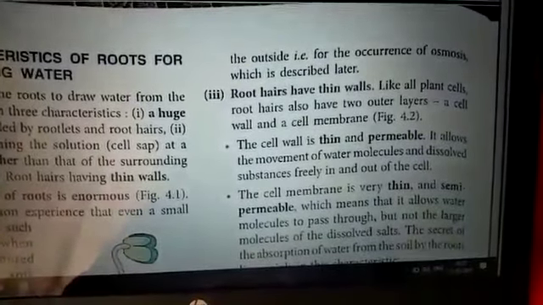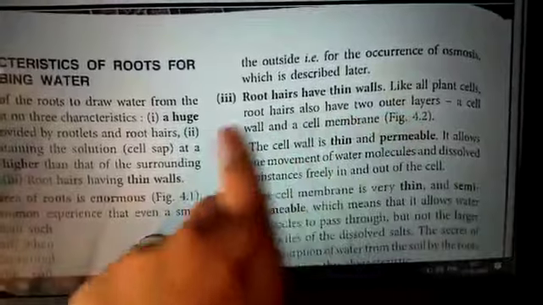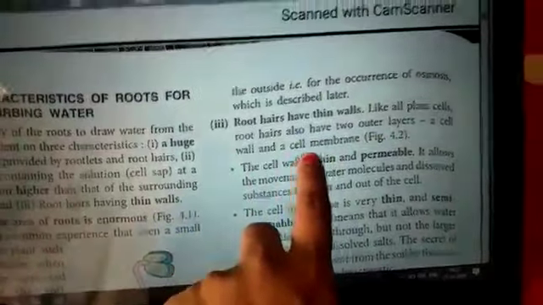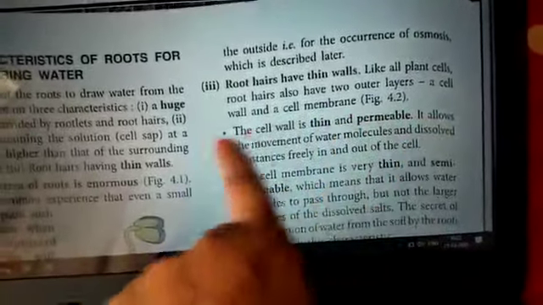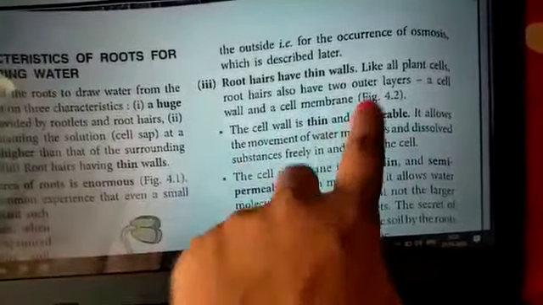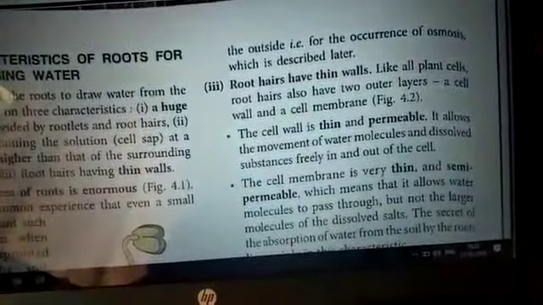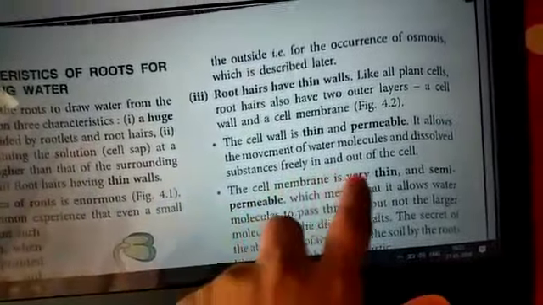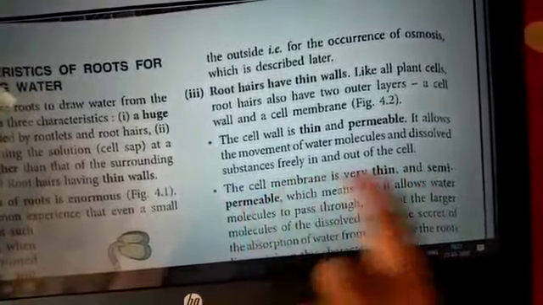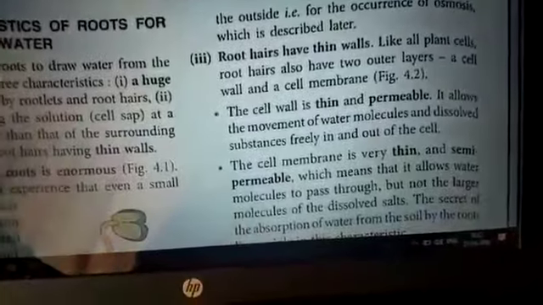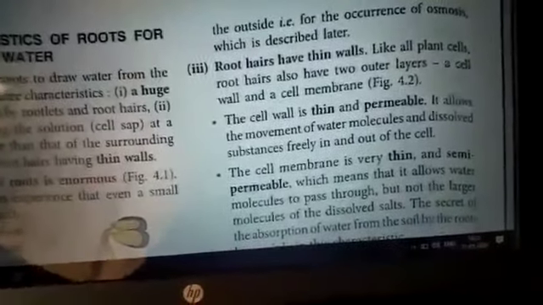The plant cells have two layers: cell wall and cell membrane. The cell wall is thin and permeable. It allows the movement of water molecules. Permeable means permeability for each and every molecule. It may be larger, it may be smaller. The cell membrane is very thin and semi-permeable. Semi-permeable means only the solvent is allowed to pass through it.